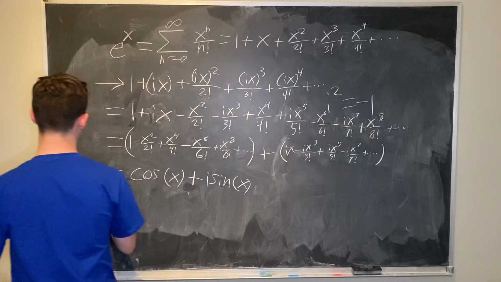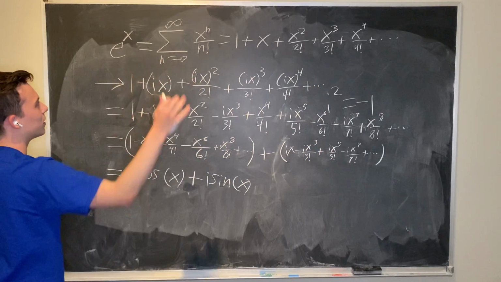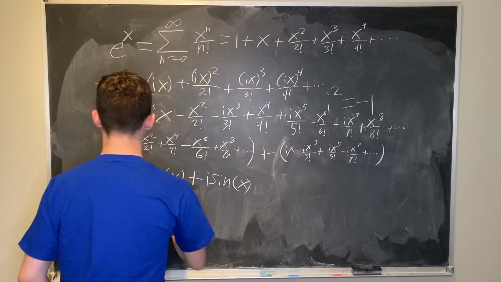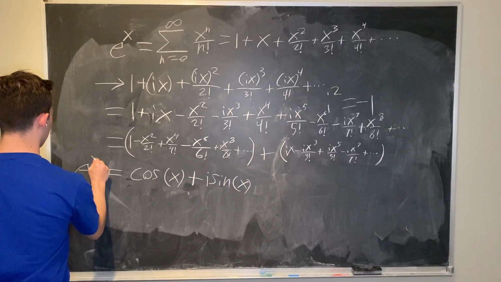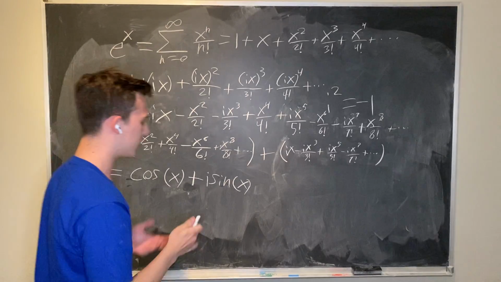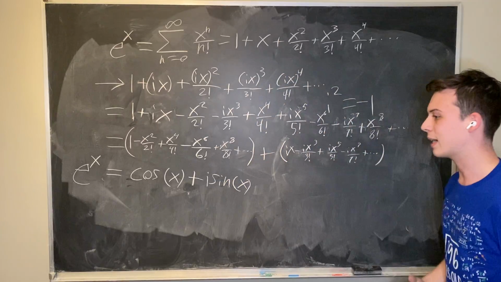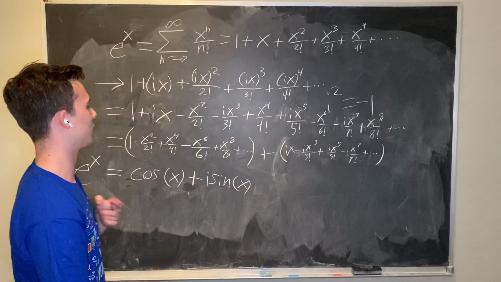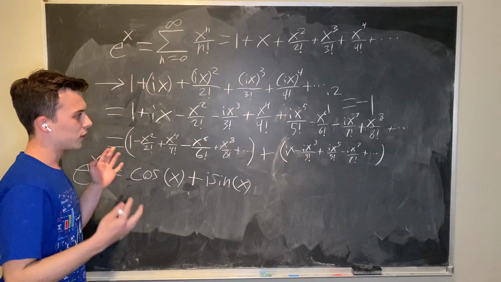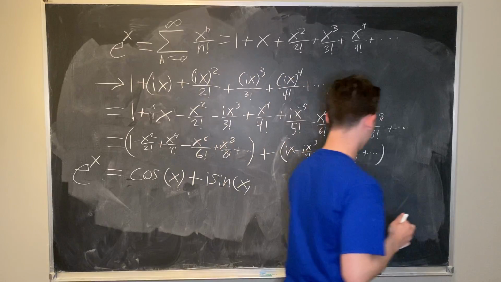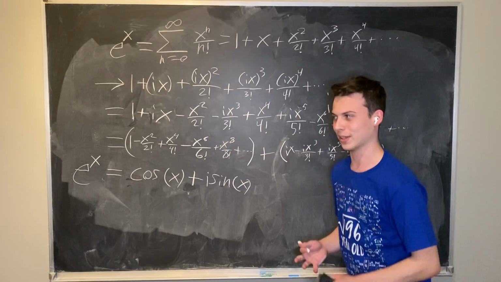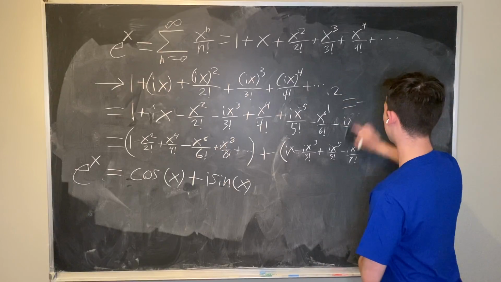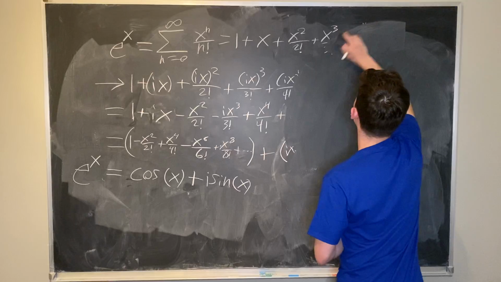We've just shown, using the Maclaurin series expansion of e to the x, that e to the x is equal to the cosine of x plus i times the sine of x, which is actually really incredible. This is a really interesting identity. We're just proving it using the Euler series, which is really cool. I get really excited about this one. And so let's go ahead and use this to prove our identity.